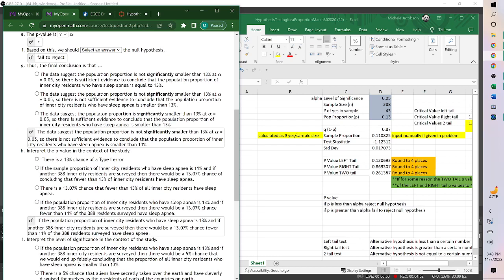Interpret the p-value in the context of the study. The p-value was 0.13. So, if the population proportion of inner city residents who have sleep apnea is 13%, and if another 388 inner city residents were surveyed, then there would be a 13.07% chance that fewer than 11% of the residents surveyed have sleep apnea. So this is telling you the chance of it being wrong.